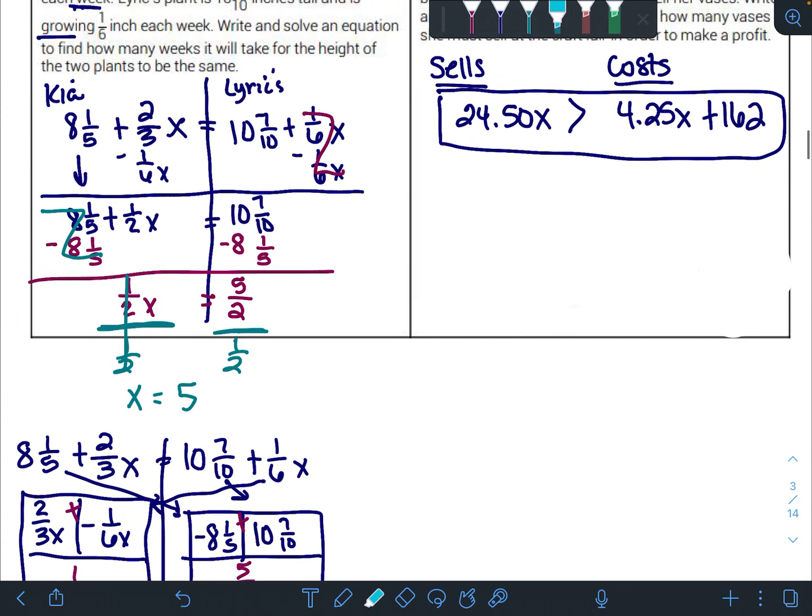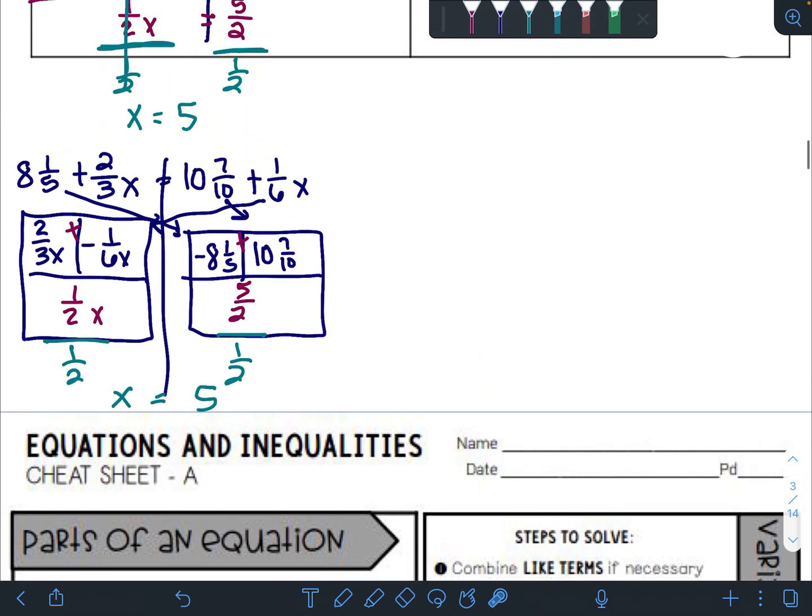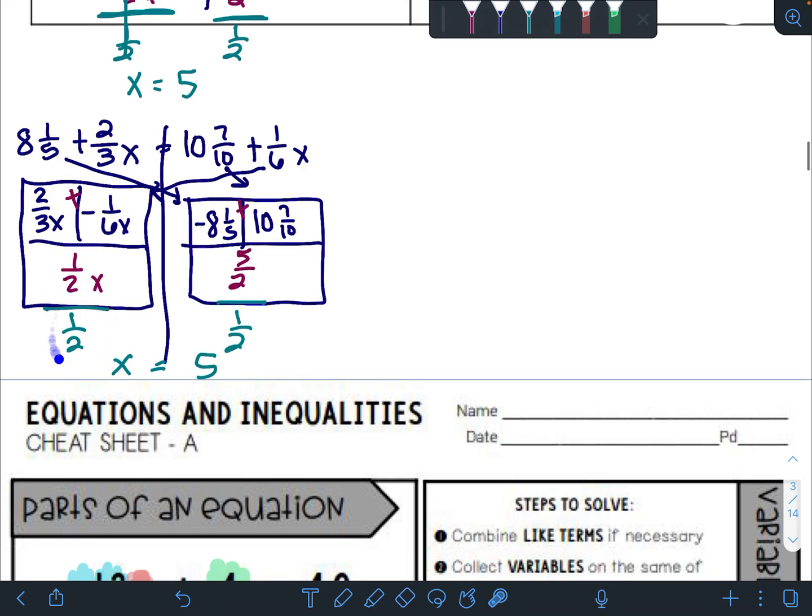Just like we did here, we moved our variables to this side, and then we moved our constants over here to this side, and then we used inverse operations. So if I was doing 1/2 x, I divided by 1/2 to both sides to get my x by itself. We basically did the same thing over here. I put all of my variables on one side, all my constants on one side, combined them, and then did my inverse operations.